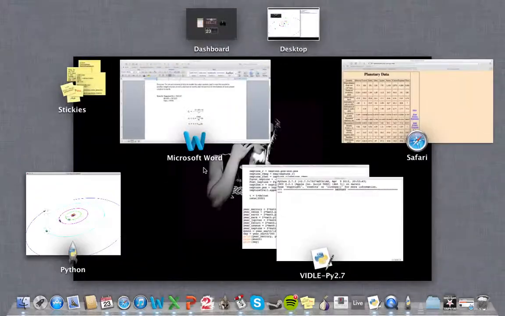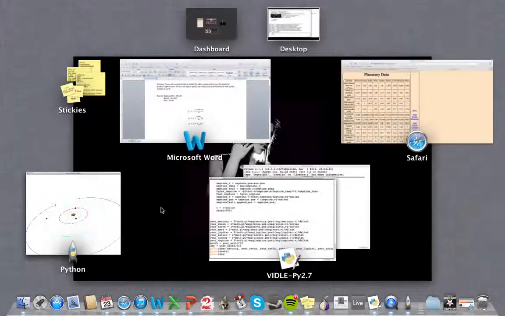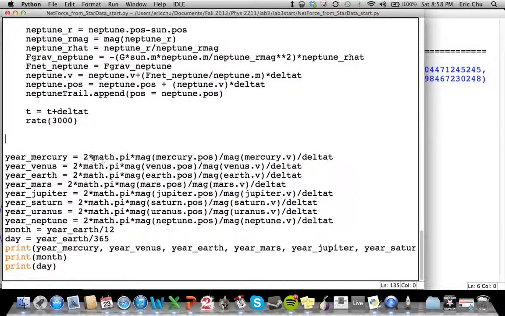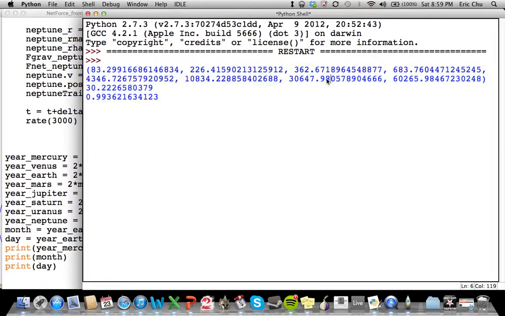Alright, so we want to calculate how many days it takes for each of these planets to complete one revolution. So the formula for doing that is 2 pi times the magnitude of the planet's position divided by the magnitude of the planet's velocity divided by delta t. And then this will output here. So this is how many days it takes for Mercury to finish one revolution. Here's for Venus, Earth, Mars, etc.